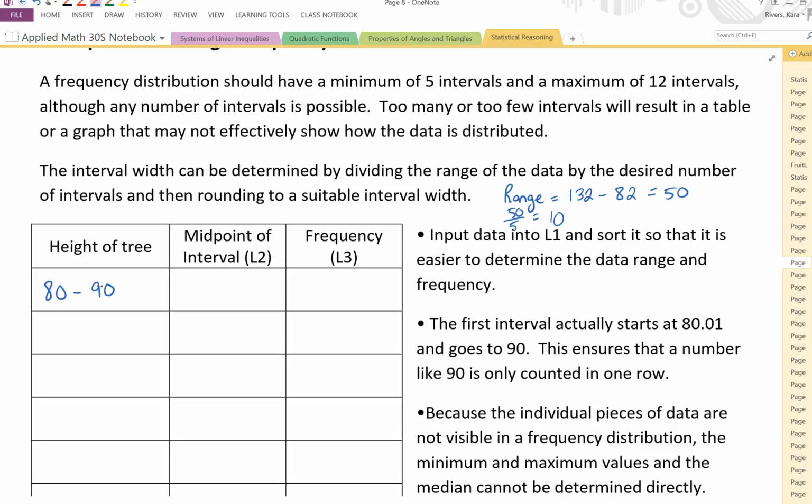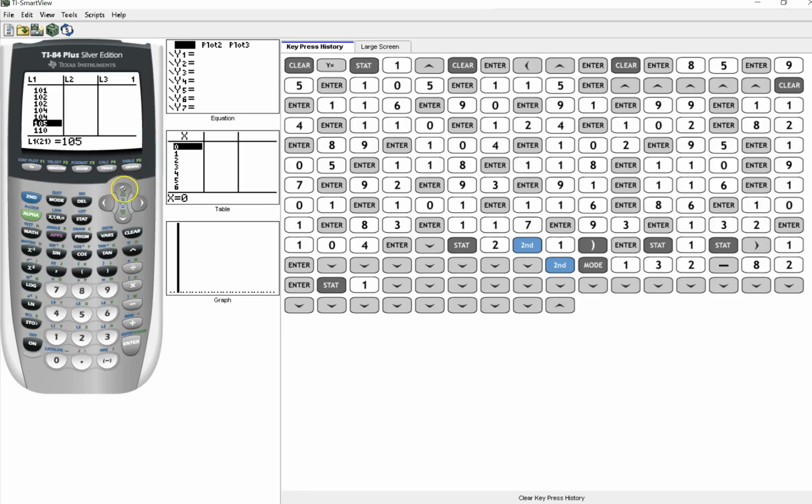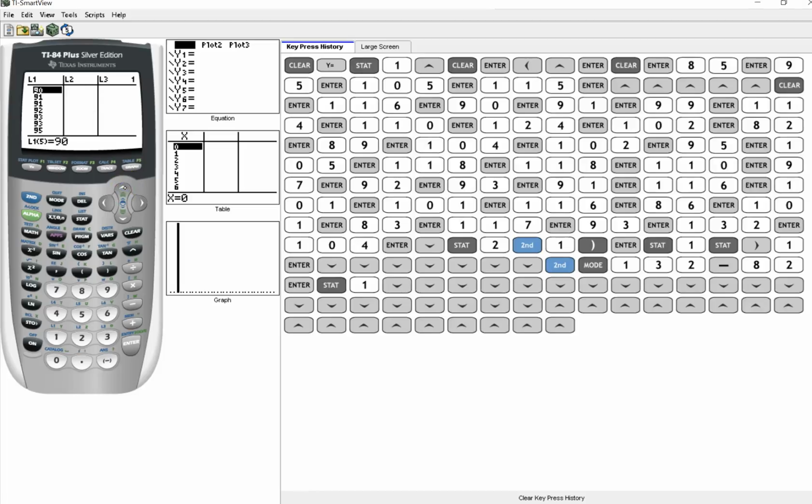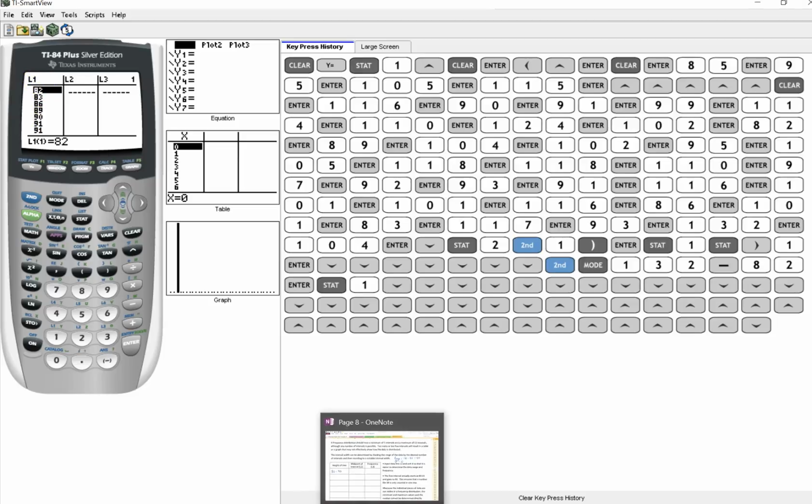So then I'm going to go and look at my data in my calculator and see, okay, how many trees were between a height of 80 and 90? So I've got 82, 83, 86, 89, and then 90. So I've got 5 of them there. So I'm going to put that in here.